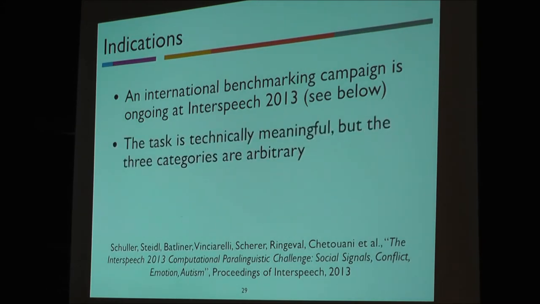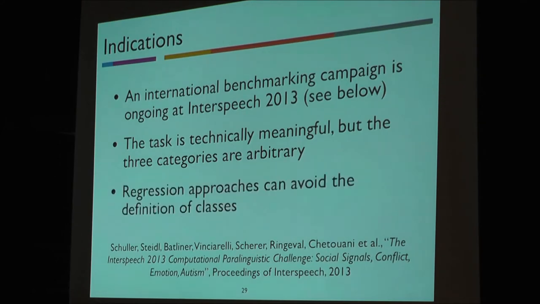However, even if the task is technically meaningful, in the sense that it can tell you something about the possibility of predicting, when you think about cutting this range into pieces like this, it doesn't really mean anything. There is absolutely no reason, especially at the boundary, for a little fluctuation in the score to send you into one class or the other. So the best thing to do with this type of data is to try a regression approach, meaning we should not try to say it is in the lower, middle, or upper third.